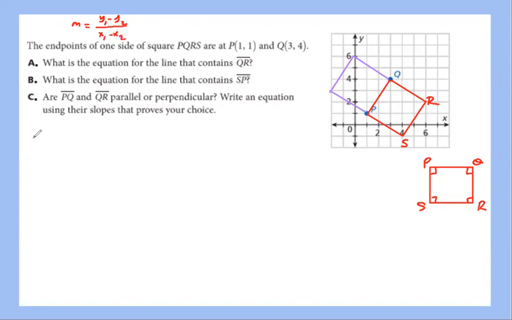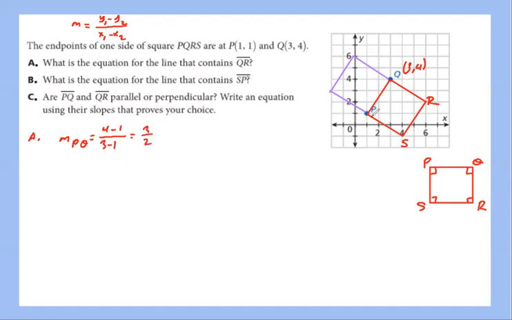Okay, so based on that, for choice A, the slope of PQ, I would say, is going to be the difference of the y's. We are told this point is 3, 4, and this one is 1, 1. So 4 minus 1 over the difference of the x's, 3 and 1. So that will be 3 over 2.